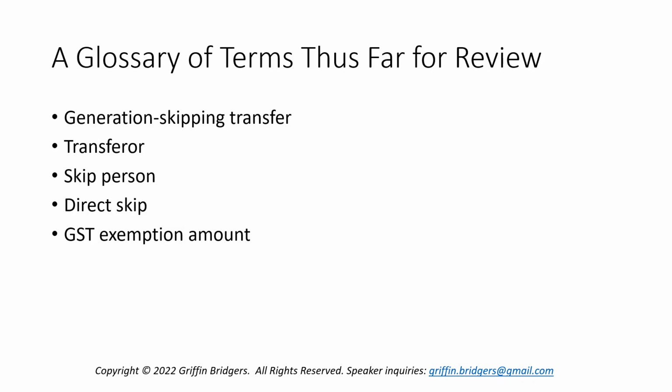So what's helpful so far is to cover a glossary of terms for review because, as I mentioned, GST tax and this course itself is heavily definition driven and definition dependent. So for review, it's important to go back and familiarize yourself, if you haven't already, with these terms: a generation skipping transfer, a transferor and skip person who are the parties to a generation skipping transfer, a direct skip, which is a direct transfer from a transferor to a skip person, and the GST exemption amount, which is the basic exclusion amount defined under Code Section 2010(c), which we discussed today, but not including any deceased spouse's unused exclusion amount.